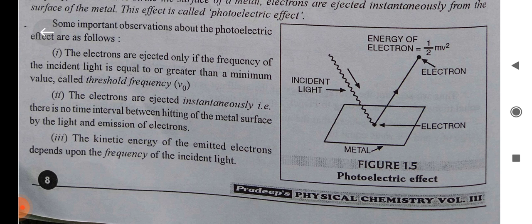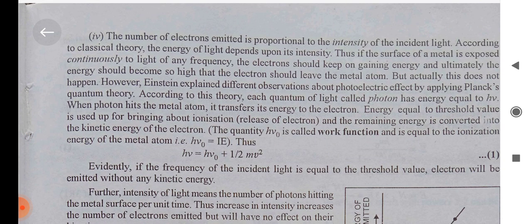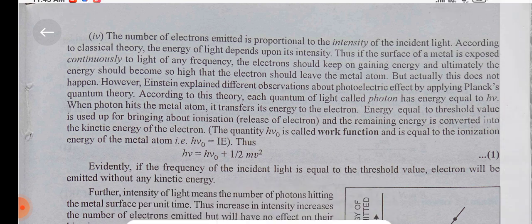The kinetic energy of emitted electrons depends upon the frequency of incident light. The number of electrons emitted is proportional to the intensity of incident light. According to classical theory, the energy of light depends upon its intensity. Thus, if the surface of the metal is exposed continuously to light of any frequency, the electron should keep on gaining energy, and ultimately the energy should become so high that the electron should leave the metal atom. But actually this does not happen.